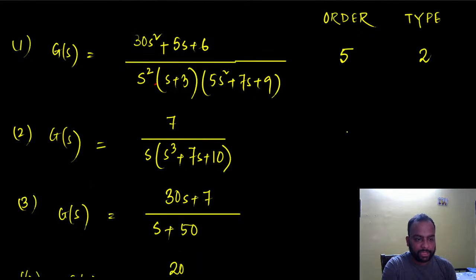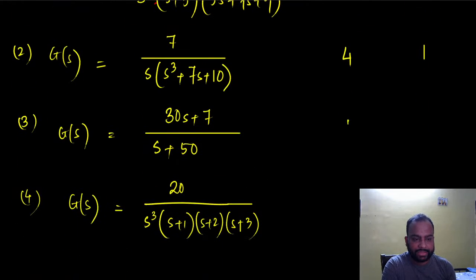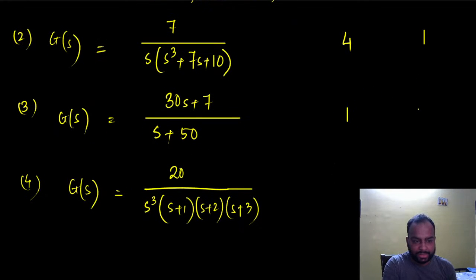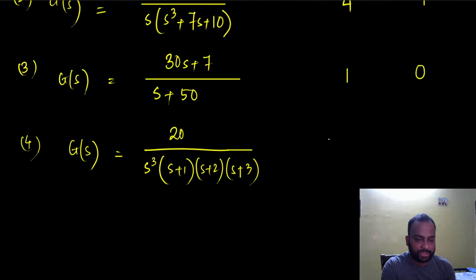Similarly, this system is of order 4, because if you multiply the denominator's polynomial, you get 4. So you get a 4th order polynomial, but the type is 1 because you have only 1 pole at the origin. Same thing for this one: the denominator's polynomial is of order 1, and the type is 0 because there is no pole at the origin. Here, for this one, the denominator's polynomial is of order 5, but type is 3.